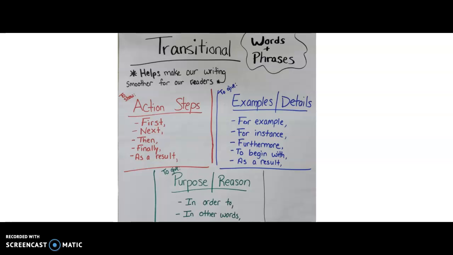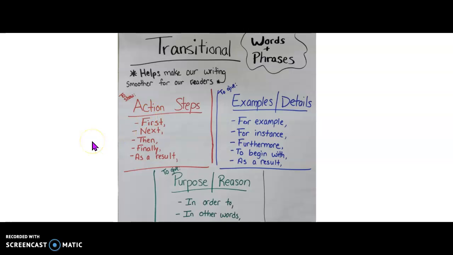If you're working on a sequence of events paper, like a how-to, like if your title is how to make a cake or how to paint or how to take care of an animal, you want to focus on these red steps right here because these show action steps. You have first, next, then, finally. You could even add as a result at the end.